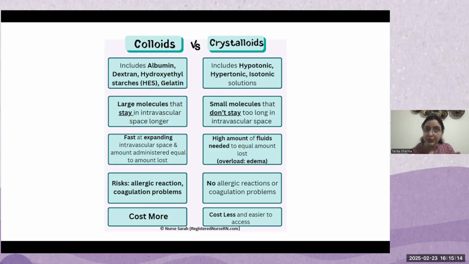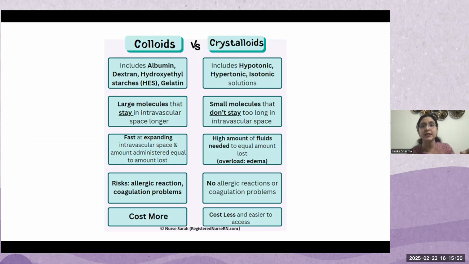Colloids are the large molecules that stay in the intravascular space for a longer period of time. But in contrast to this, the crystalloids are the small molecules that don't stay in the space for a long period of time. The colloids are also known as plasma volume expanders because they expand the intravascular space at a very fast rate, and usually they are administered in an amount equal to the amount which has been lost. When we talk about the crystalloids, we need to provide a high amount of fluids because they are not equivalent to the amount of fluid loss.